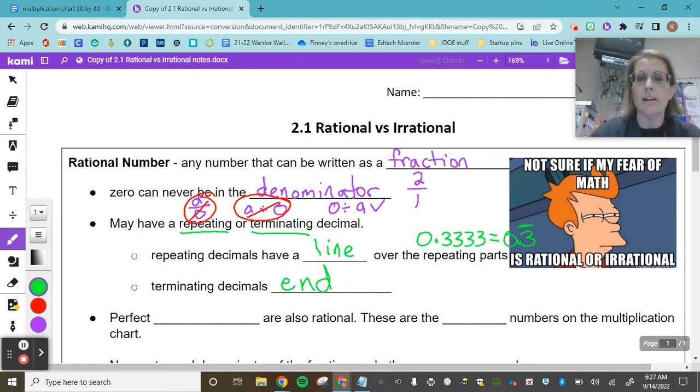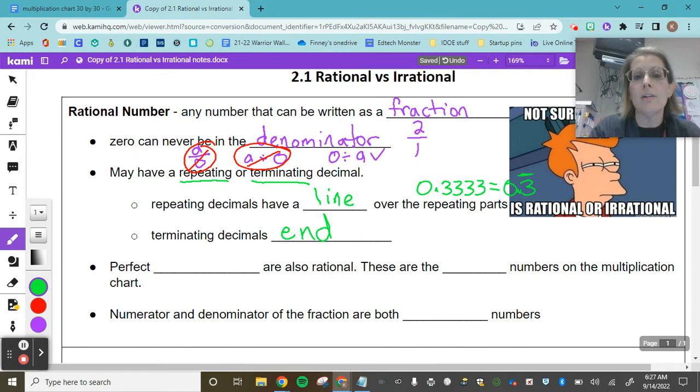If you are using your calculator, and we will be using calculators for the first time, your calculator can only do so many decimal places, but you can pretty much tell if it's not going to repeat because it's going to be just a bunch of crazy numbers. We'll talk about that in a little bit.